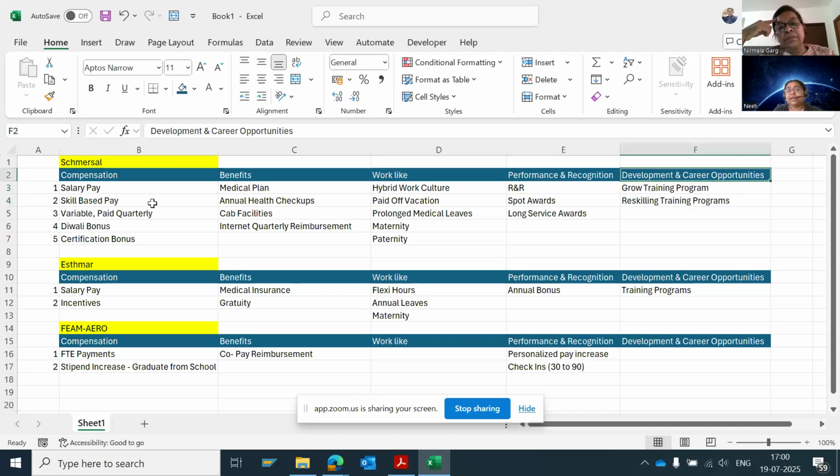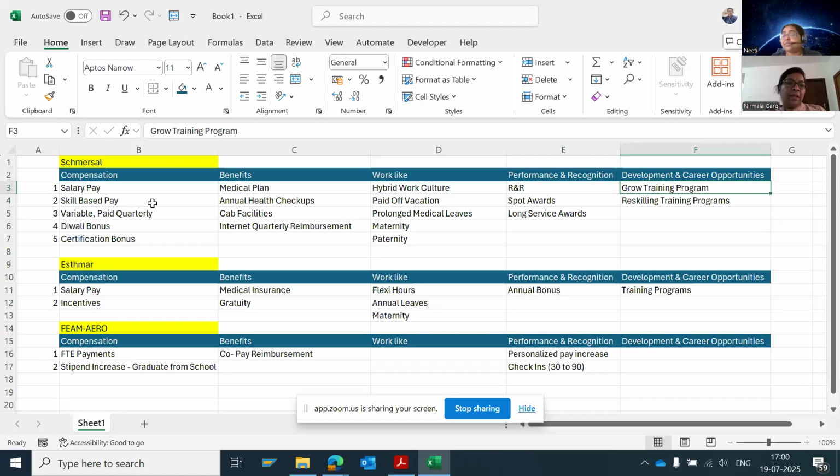And then we have development and career opportunity where we give this grow training program. Basically we have certain sets of training which they have to complete, and on the basis of that we give them some kind of rewards, not monetary rewards, but certificates or trophies or awards or some special projects. We enroll them in some special projects.